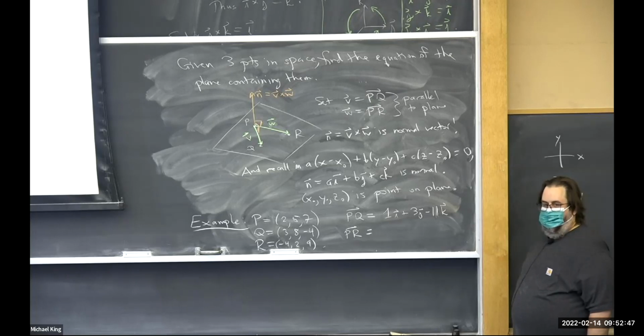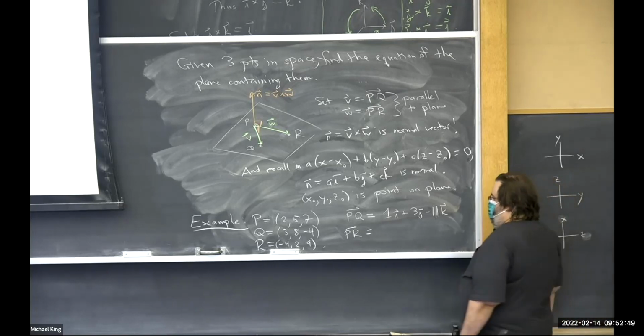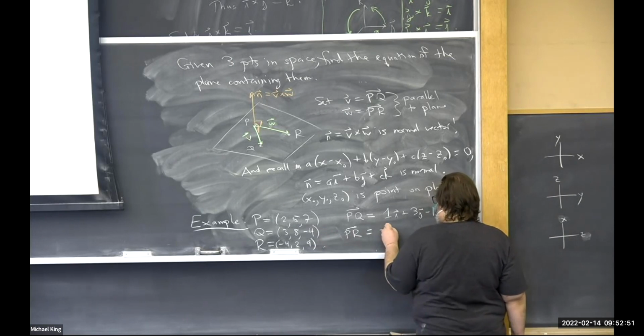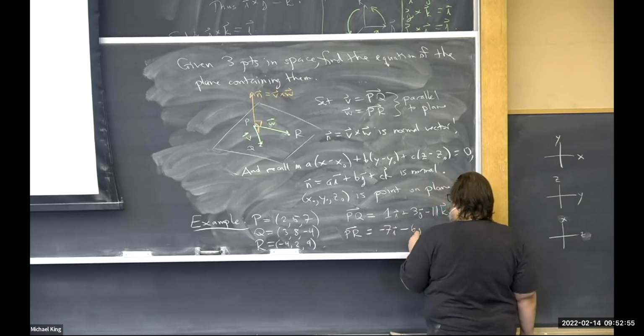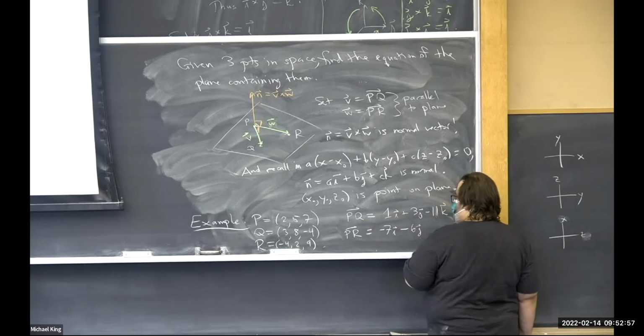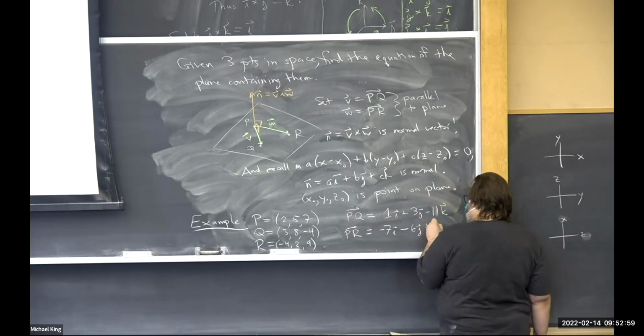What is PR? 3 to minus 4 is minus 7. 8 to 2 is minus 6. Negative 4 to 9 is plus 13.